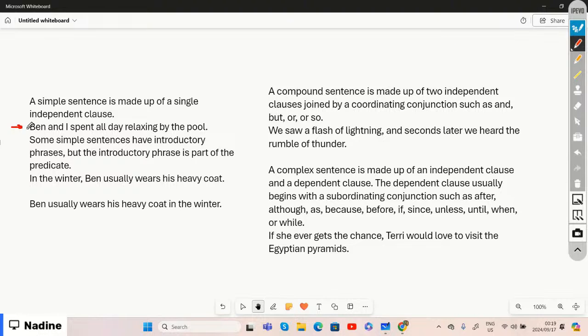And also when it comes to simple sentences, some simple sentences have introductory phrases. An introductory phrase is usually part of the predicate. For example, in the winter, Ben usually wears his heavy coat. Which means that Ben usually wears his heavy coat in the winter. That is actually what it means.